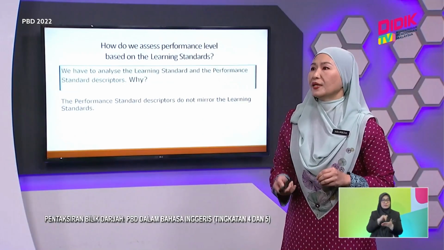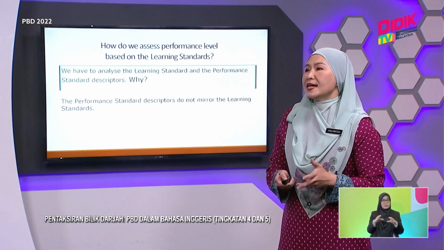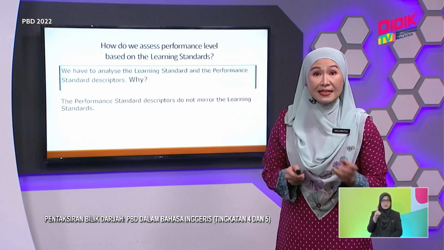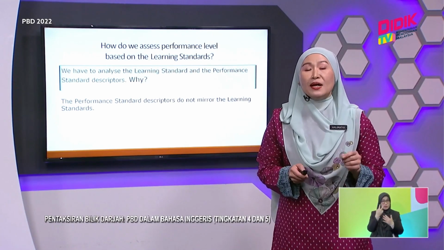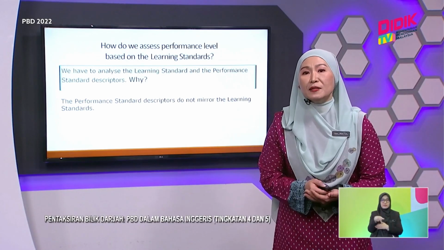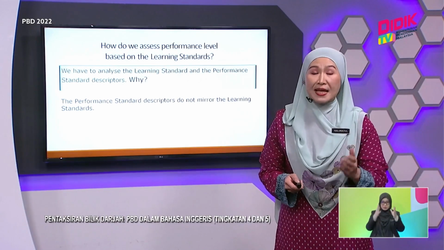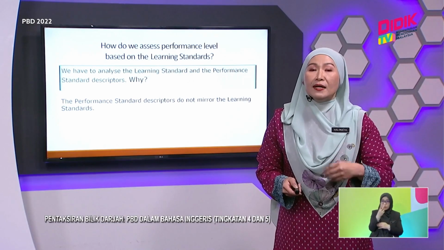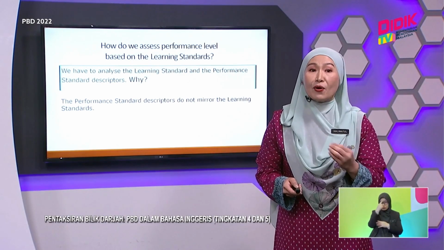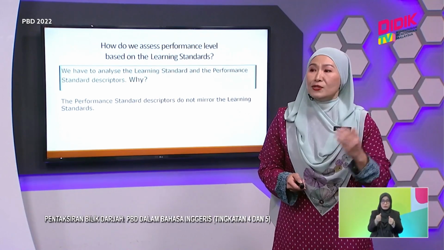I see. Alright. Now, how do we assess performance level based on the learning standards? Look at the DSKP. So teachers, colleagues throughout Malaysia, we really need to go to the DSKP to really know how I am going to award a 2, 3, 4 or a 5. Alright, teachers?